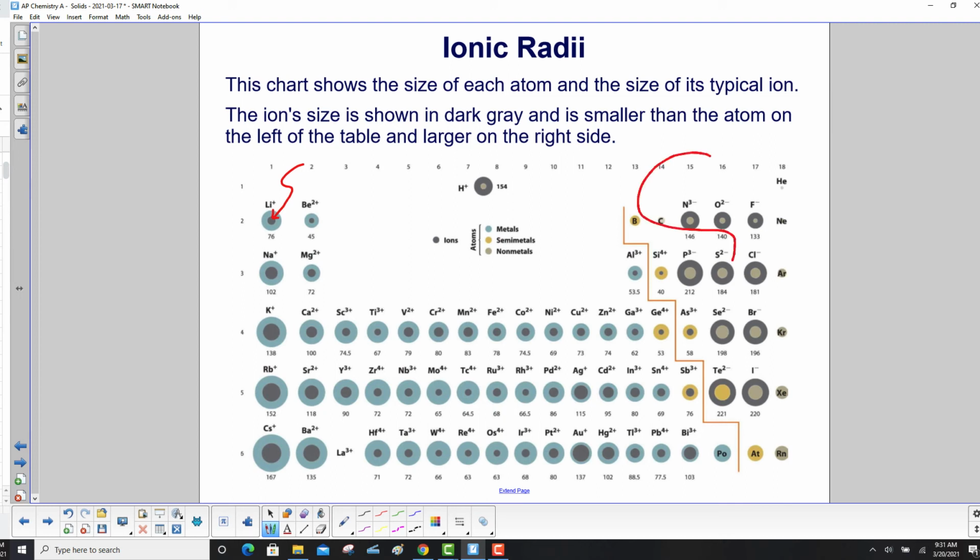So here's sulfur 2-. The ion is much bigger than the atom. So on the right side, the ion gets bigger. On the left side, the ion gets smaller. So you can pause the video here and just check out some of your favorite elements and see what happens to them.